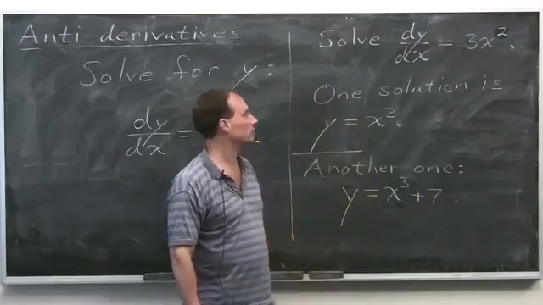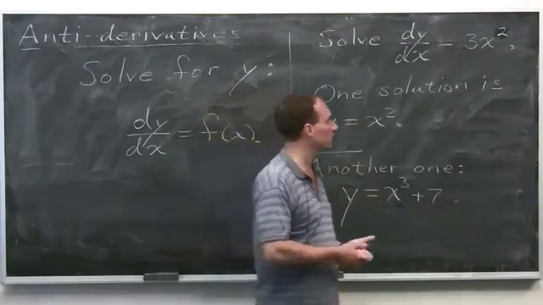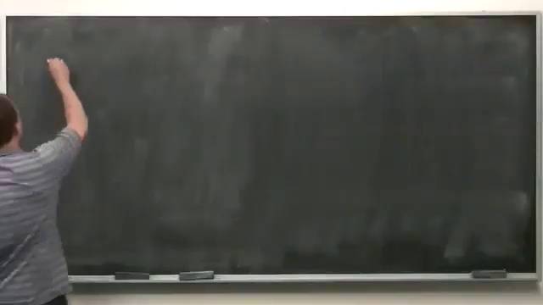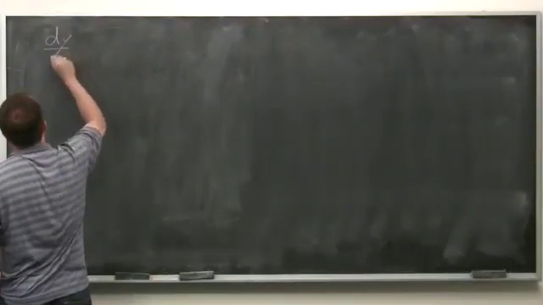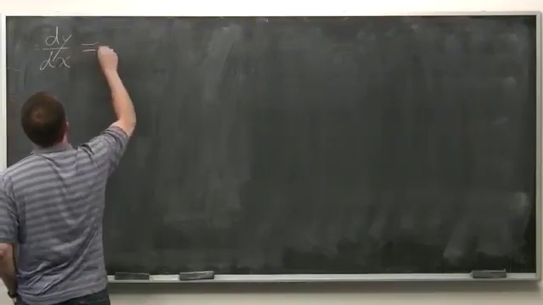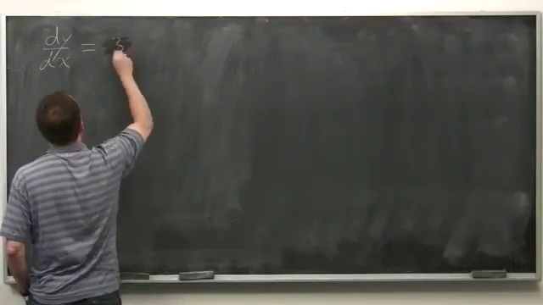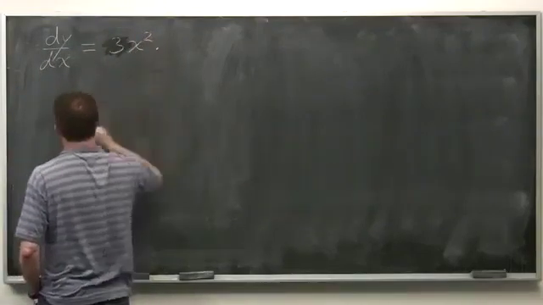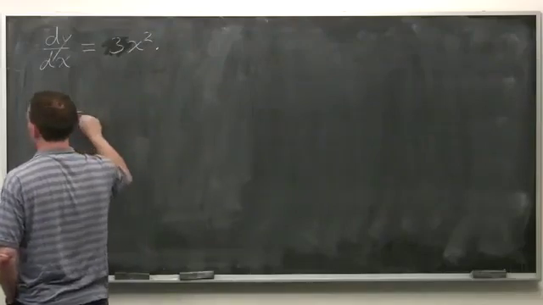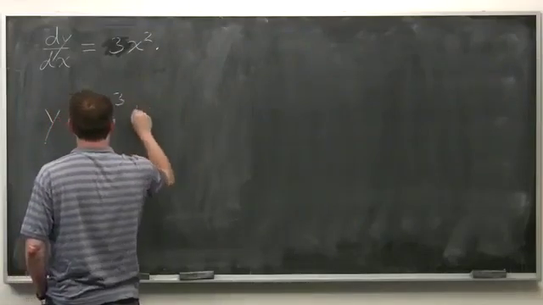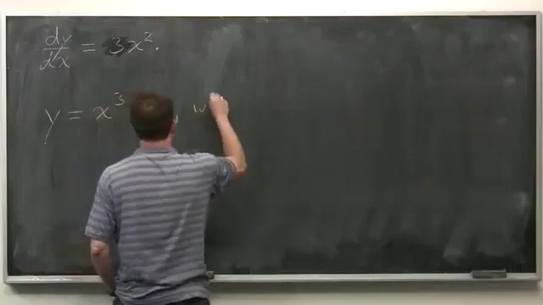What we'd like to know is what the general solution is. Is every solution to dy dx equals 3x squared something of the form x cubed plus a constant? And the answer is yes.